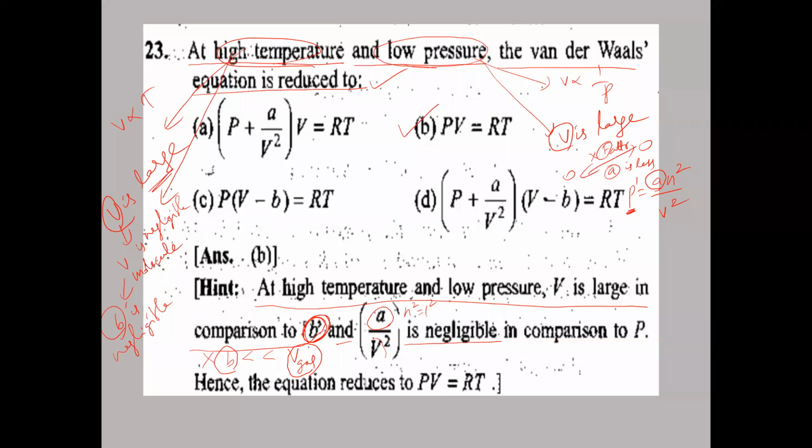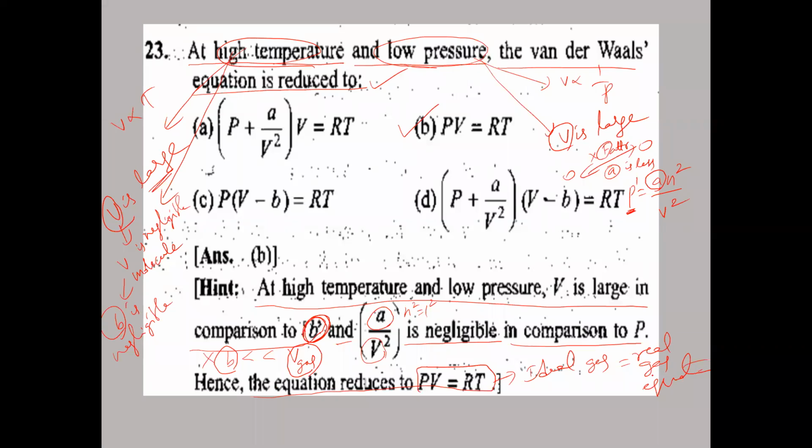When the volume becomes very large, when the denominator V square becomes very large, the total ratio a by V square becomes very less, so it can be neglected in comparison to the pressure of the gas. Hence, the equation is reduced to PV is equal to RT. This is the ideal gas equation. So the real gas equation became the ideal gas equation.